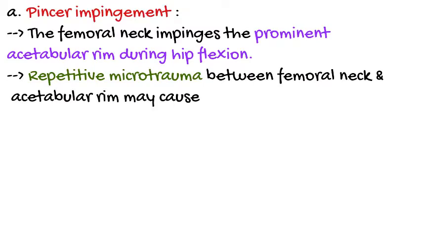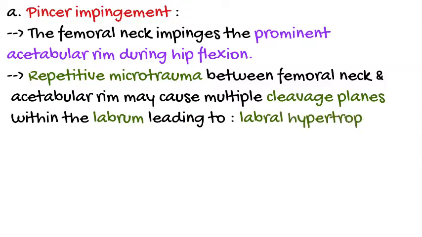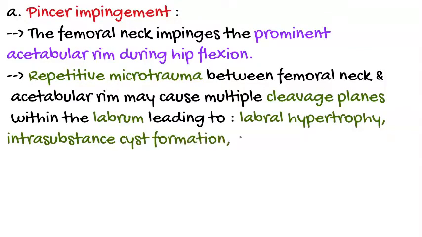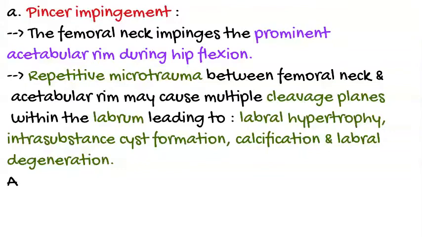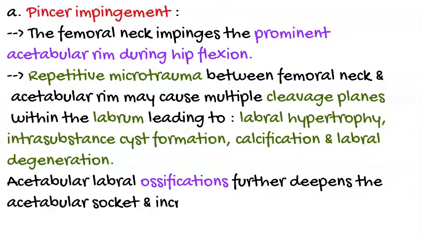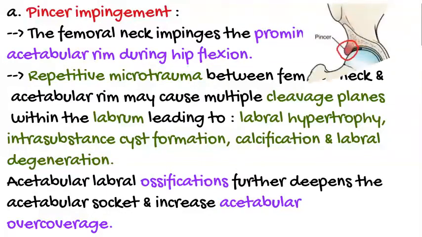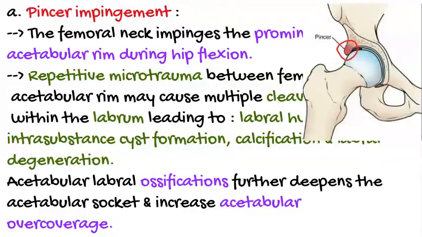Repetitive microtrauma between the femoral neck and acetabular rim may cause multiple cleavage planes within the labrum, leading to labral hypertrophy, intrasubstance cyst formation, calcification, and labral degeneration. Acetabular labral ossification further deepens the acetabular socket and increases the acetabular overcoverage.